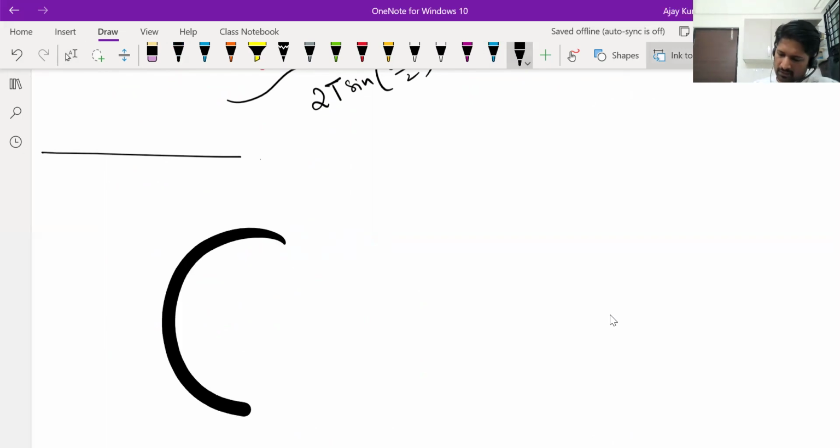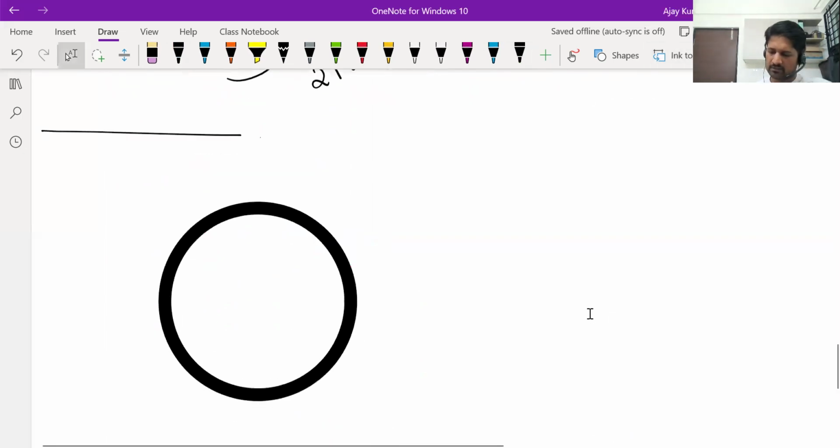See, this same or a similar question can be asked in laws of motion, as I said. Suppose there's a ring.